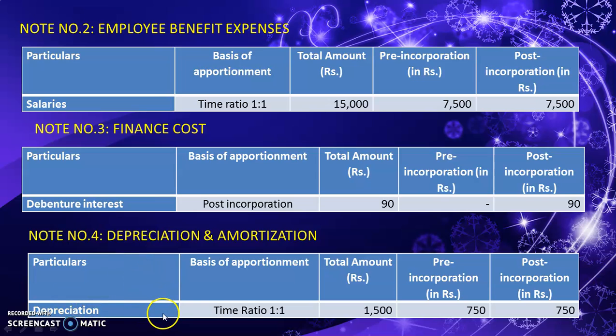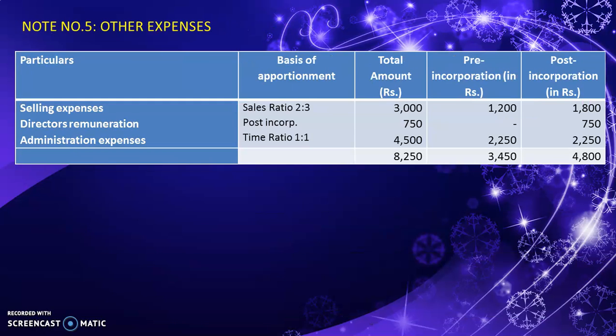Depreciation should be apportioned using time ratio. So 1,500 is to be apportioned, 750 for pre and post-incorporation period. Note number 5, other expenses. Selling expenses is to be apportioned using sales ratio, and director remuneration is an expenditure related to post-incorporation period. Administrative expenditure is to be apportioned using time ratio. So the total of note number 5 is 8,250, 3,450, 4,800.